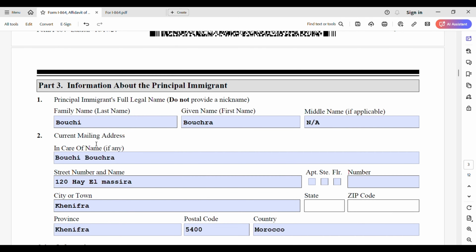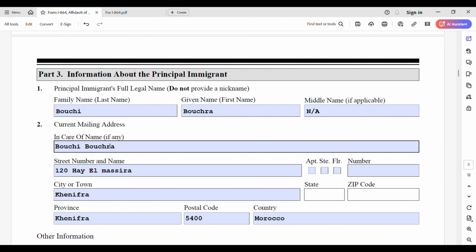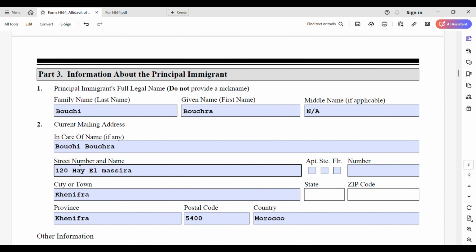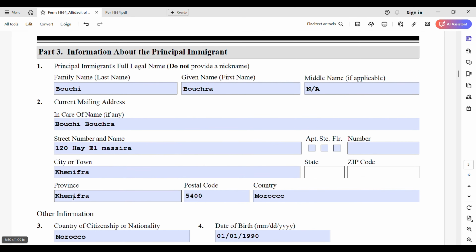Question 2, current mailing address. My spouse is still abroad. In care of name, it's Bushi Busha. Street number and name, 120 Hay El Masira. City or town is Kenifra. Province is Kenifra. Postal code is 54000.